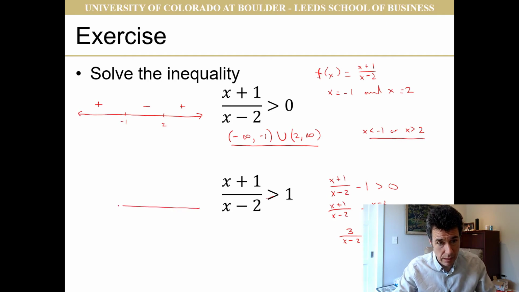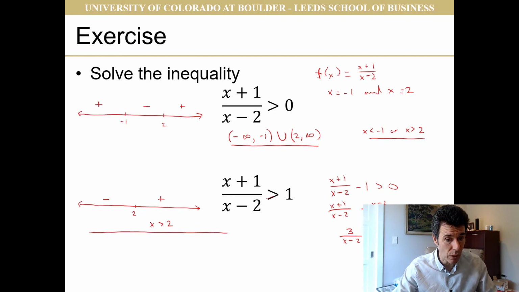I'll draw my number line, put the point 2 on it, and again, we will plug in some number. Big positive number, 1,000,000: 3 divided, that's positive, divided by positive, the function's positive. Put in a big negative number, positive divided by negative, we get negative, which means the answer is x is bigger than 2. Now let me make a mistake and we'll discuss why it's a mistake.